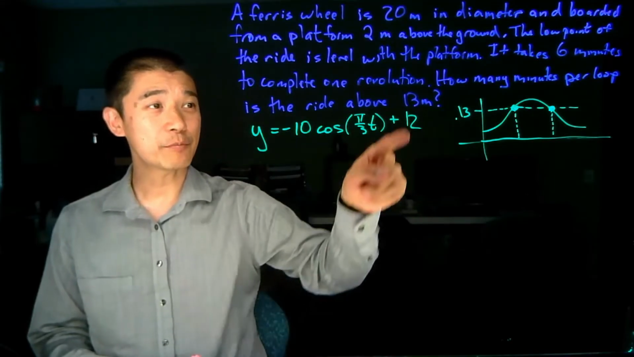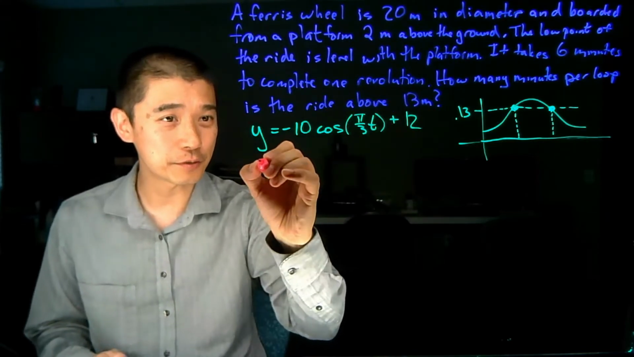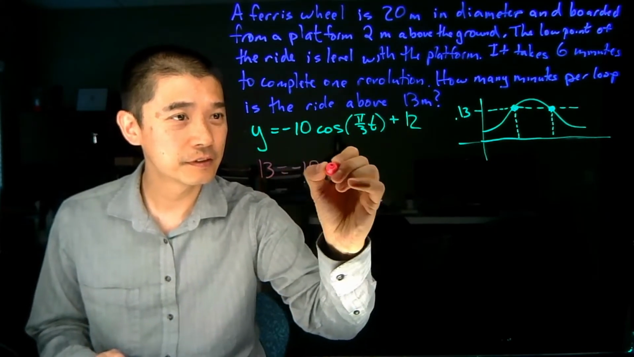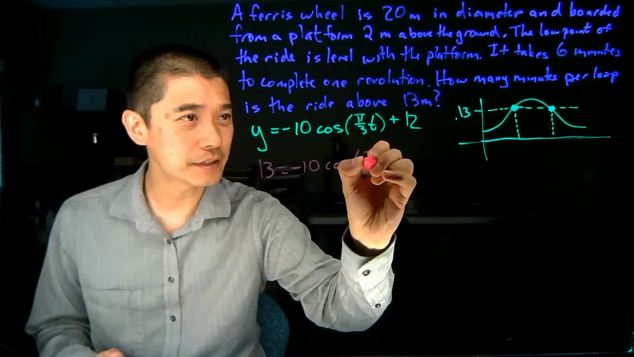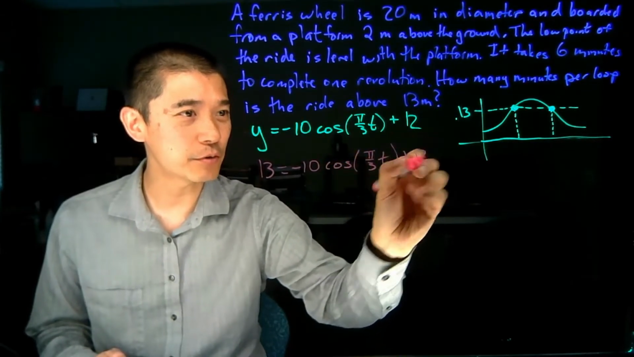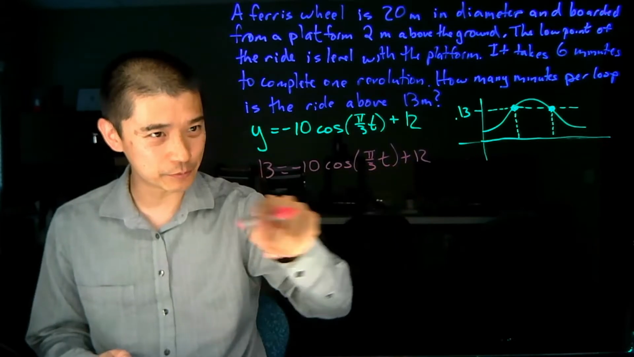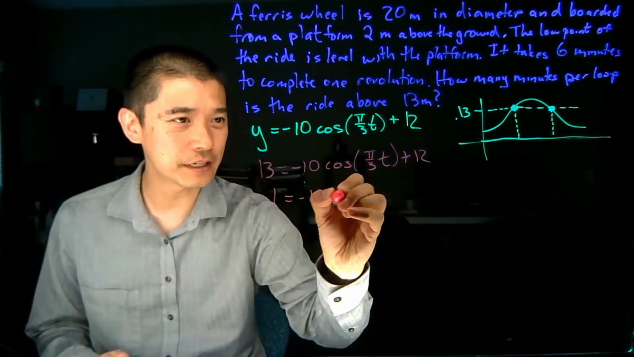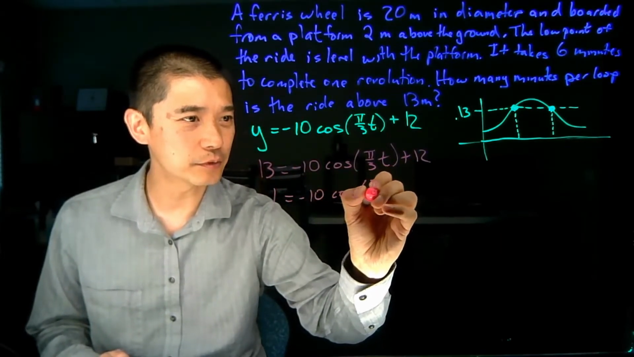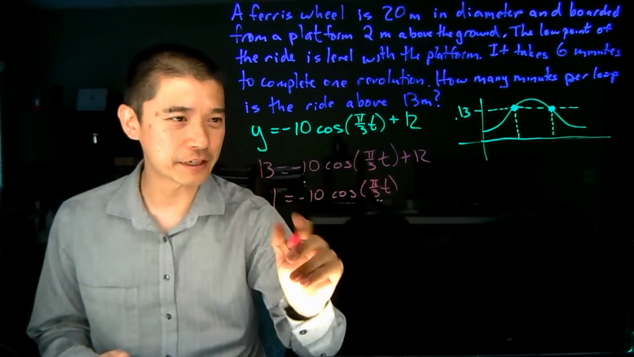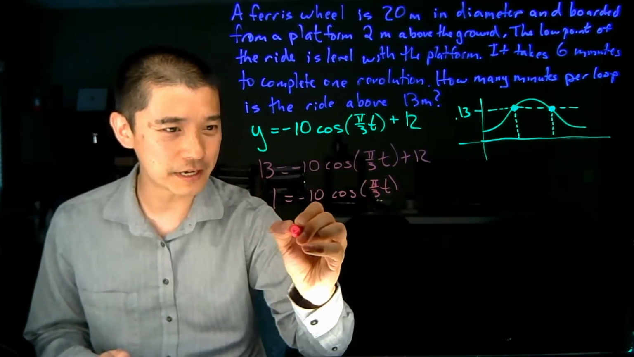So just like last time, we're going to substitute in our value. In this case, it's 13. 13 equals negative 10 cosine pi over 3t plus 12. And we need to isolate the cosine term, so we're going to subtract 12. 1 is negative 10 cosine pi over 3t. Divide both sides by negative 10. And at this point, we're also going to swap the sides.